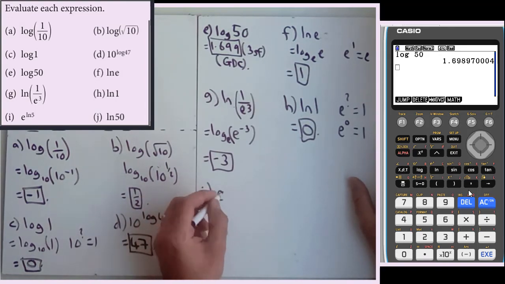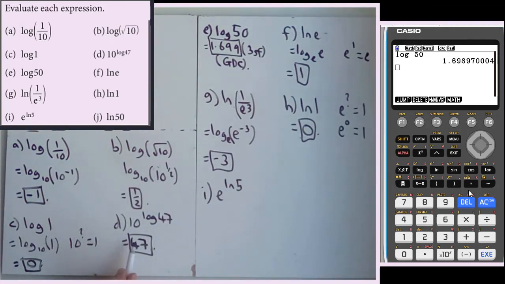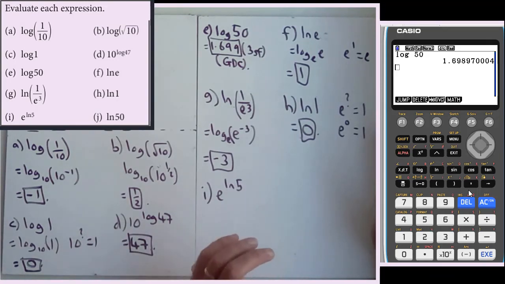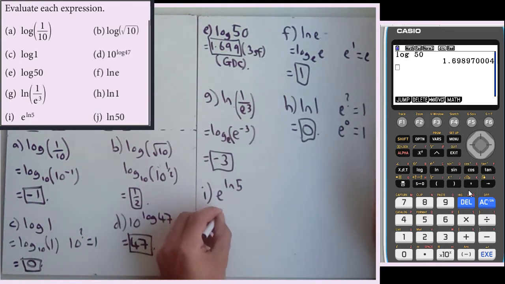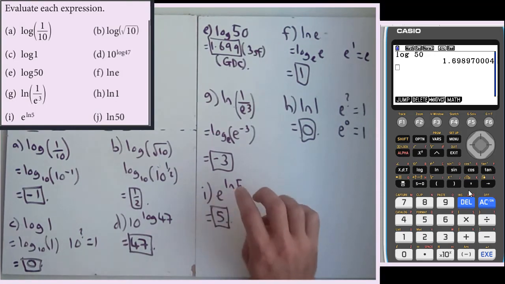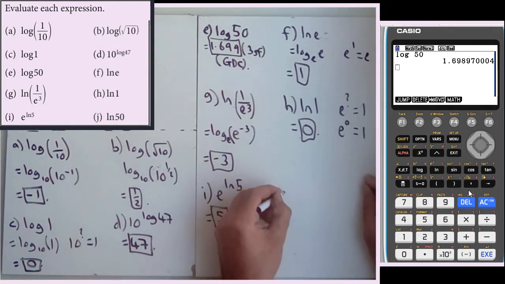I. E to the power of ln 5. Again, this is very similar to part D when we had 10 to the power log 47. The ln 5 bit says what power do we need to raise e to get 5? So that is an answer. Then if we actually raise e to that power, then that's exactly where we get to. The answer is 5. I know I sound a bit like a broken record, but I do think it's important. You raise e to the power you need to raise e to in order to get 5. If you do that, you will get 5.